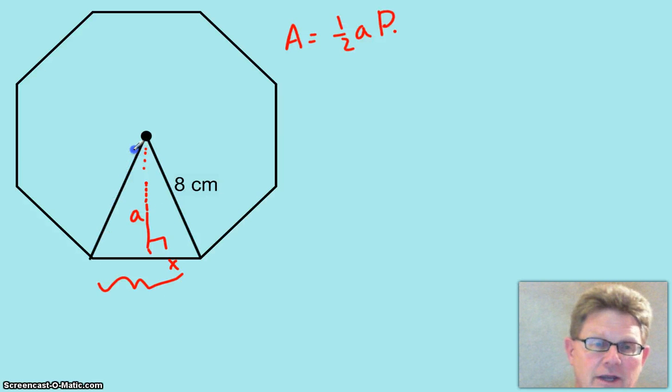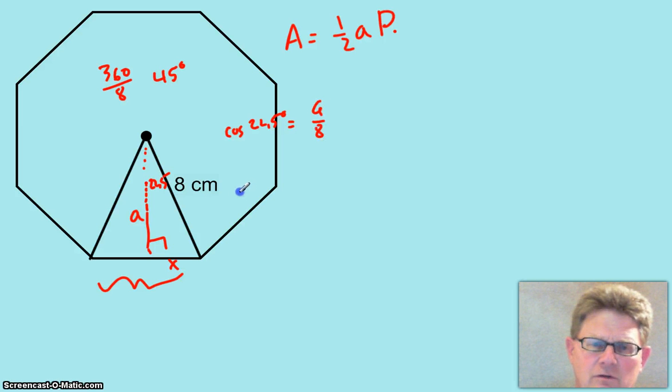Alright, so this central angle, 360 divided by 8, 45 degrees. But remember, when we drop that apothem, we're going to bisect that. So this is going to be 22.5. So the cosine of the 22.5 degree angle equals A over 8.